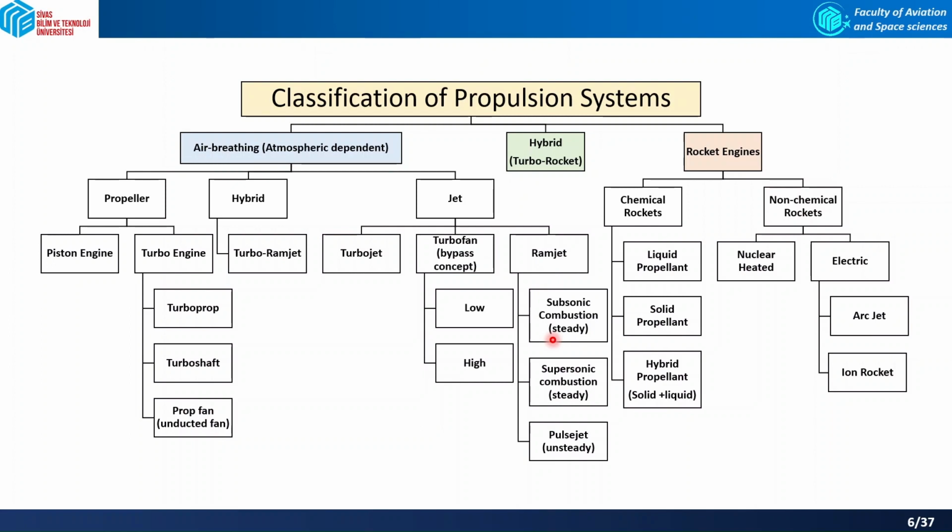So based on the combustion, we can have a subsonic combustion, or we can have a supersonic combustion. The one with subsonic combustion means a normal ramjet. The supersonic combustion ramjet is called a scramjet, and we can also have a pulse jet. We will see each of these one by one in a moment. And actually I said we have a hybrid thing. We call them the turbo ramjets.